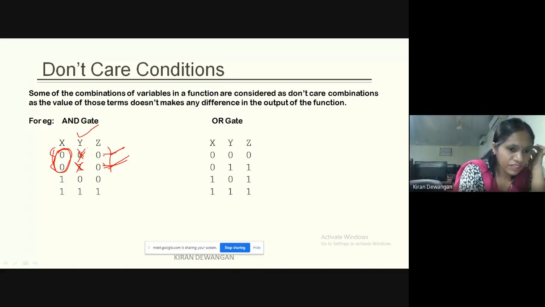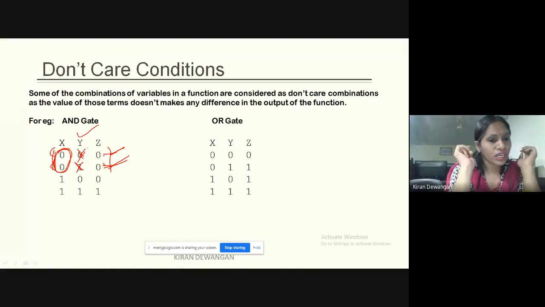ये इनपुट मैंने फिक्स कर दिया 0 इनपुट, और जो दूसरा जो कॉम्बिनेशन है इनपुट का वो 0 हो या 1 हो उससे कोई फर्क नहीं पड़ेगा. आउटपुट विल स्टिल बी 0, राइट? बिकॉज अगर एक भी 0 होता है AND गेट में आउटपुट 0 रहेगा. So that is what we are doing. So the other input does not make any difference at all in the output.